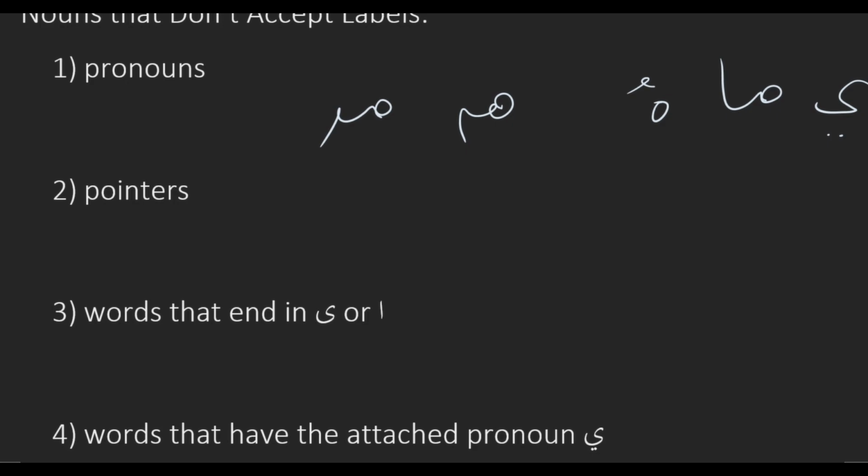So pronouns always look the same, right? Hum is always hum. It never changes. It never takes a label. So we already kind of knew that, right? So that's category 1 of words that don't take labels.